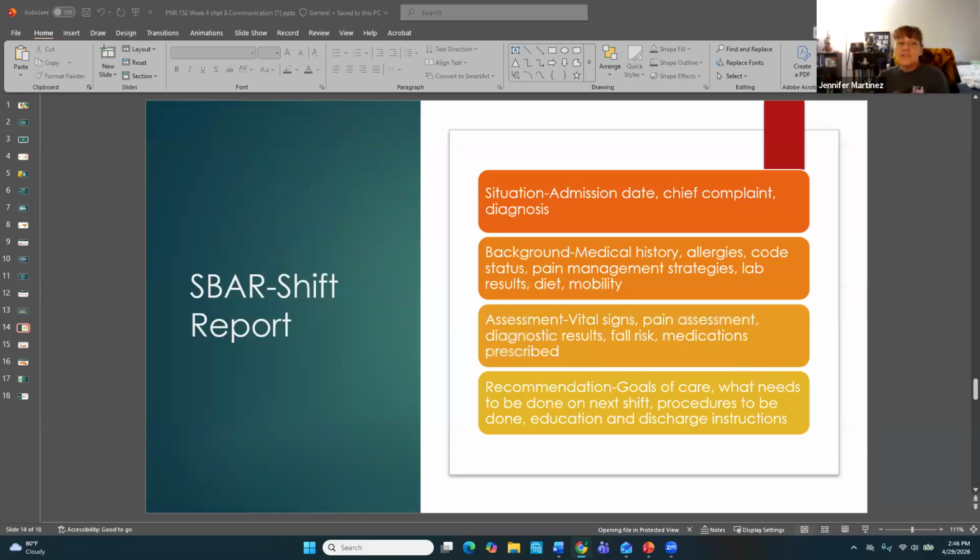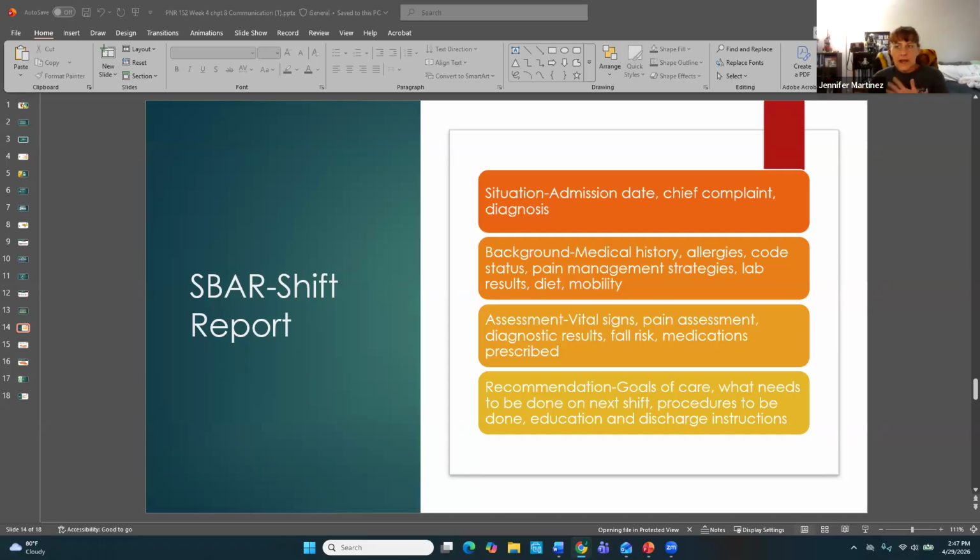When we're using SBAR for shift change report, it's a little bit different, right? Because I'm giving report to another nurse. So obviously I don't have to say, hey, this is Jennifer, right? Because it's going to be face to face, and we probably know each other, probably worked with each other before. So with this, when we're giving patient turnover, situation is going to be things like your admission date, the chief complaint, and the diagnosis.